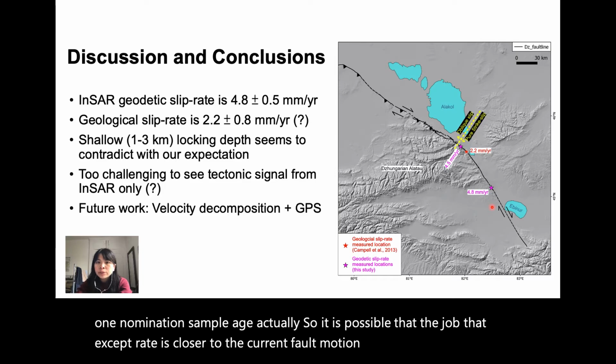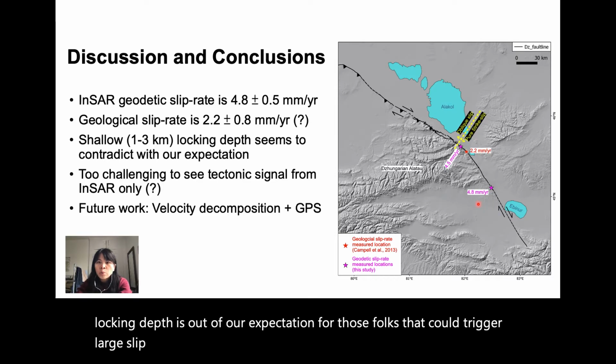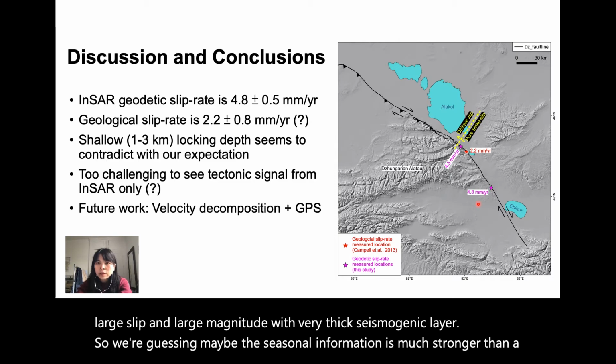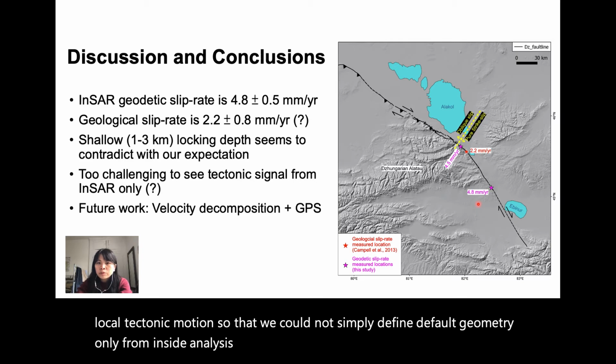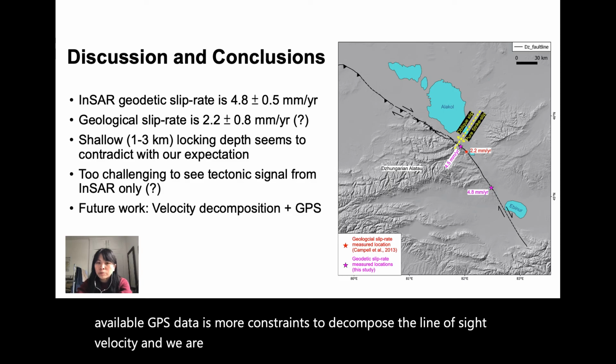But this relatively shallow locking depth is out of our expectation for this fault that could trigger large slip and large magnitudes with a very thick seismogenic layer. So we're guessing maybe the seasonal deformation is much stronger than the local tectonic motion, so that we could not simply define the fault geometry only from InSAR analysis. So for the future work, we'll try to use all the available GPS data as more constraints to decompose the line-of-sight velocity, and we are seeking more interpretations for these InSAR results.